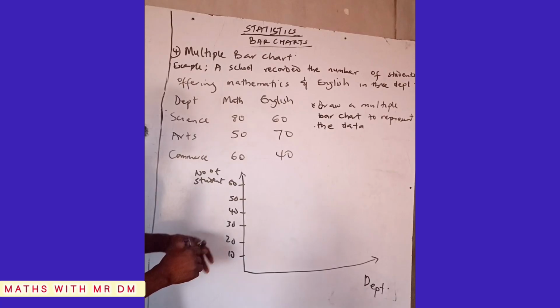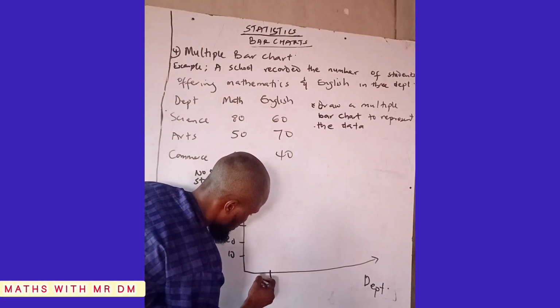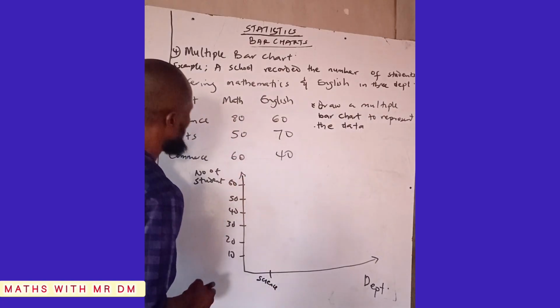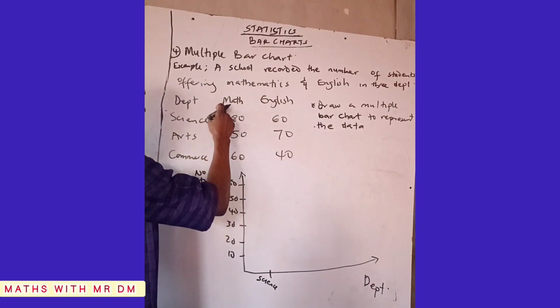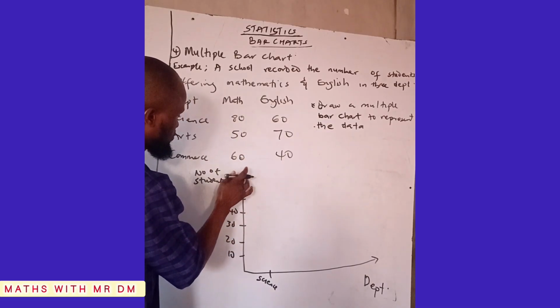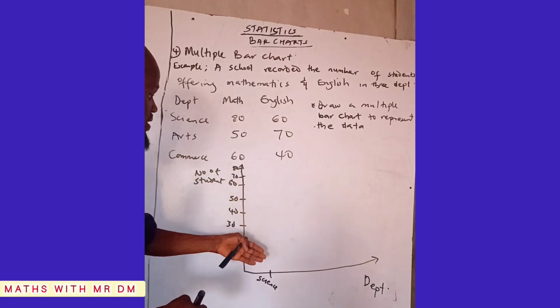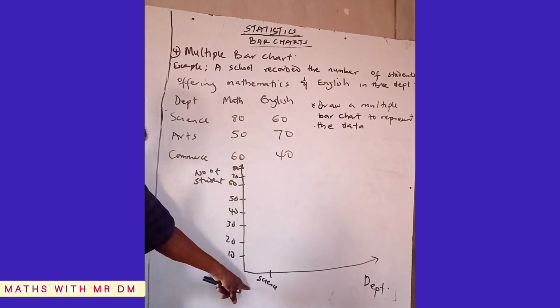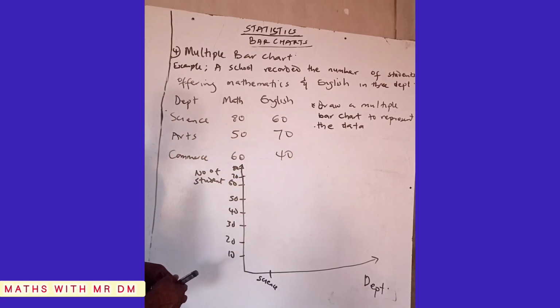So the first one is the science department. So let's have our science department here. They have 80 in math, 80 students in mathematics. So let's have our graph like this. So the first one we start with is the science. They have 80 in math and 60 in English.